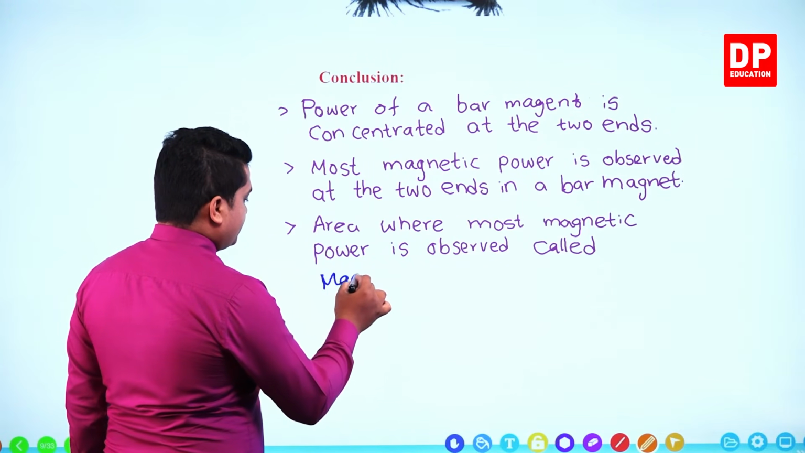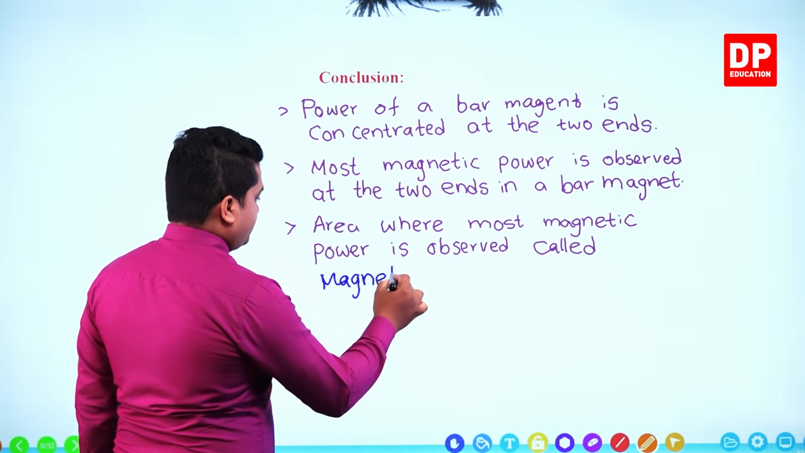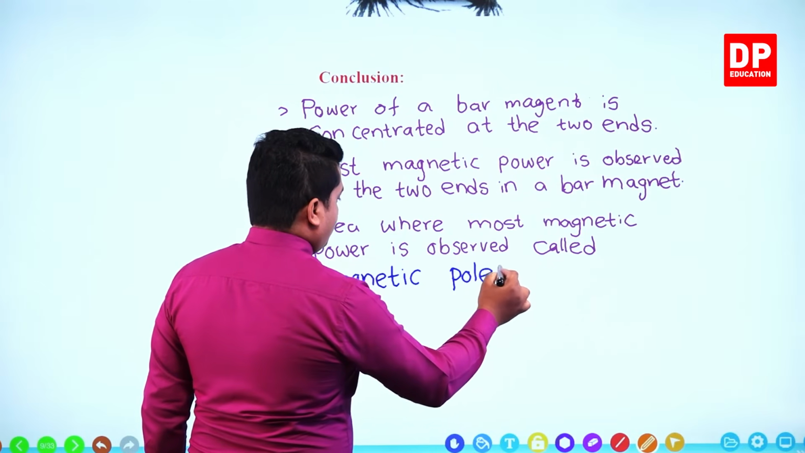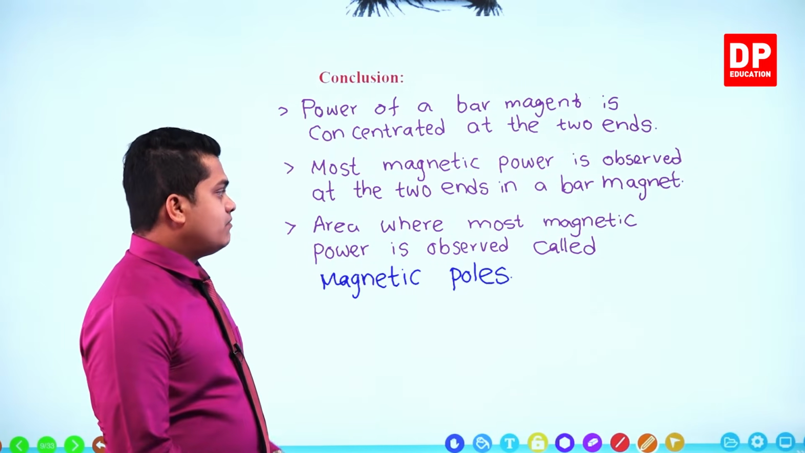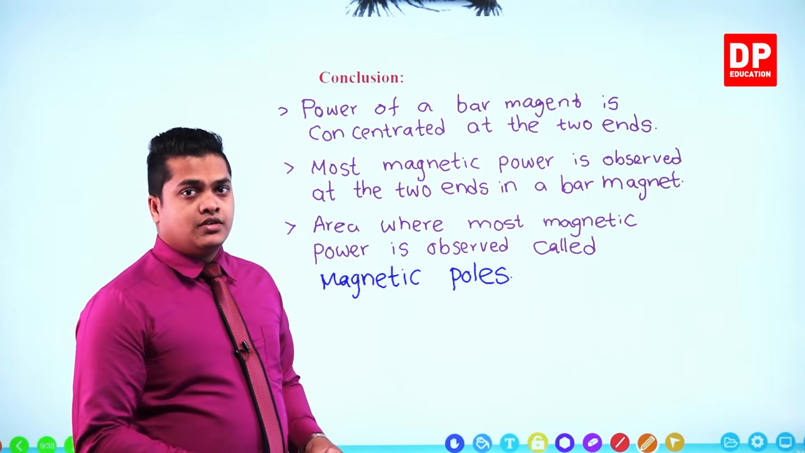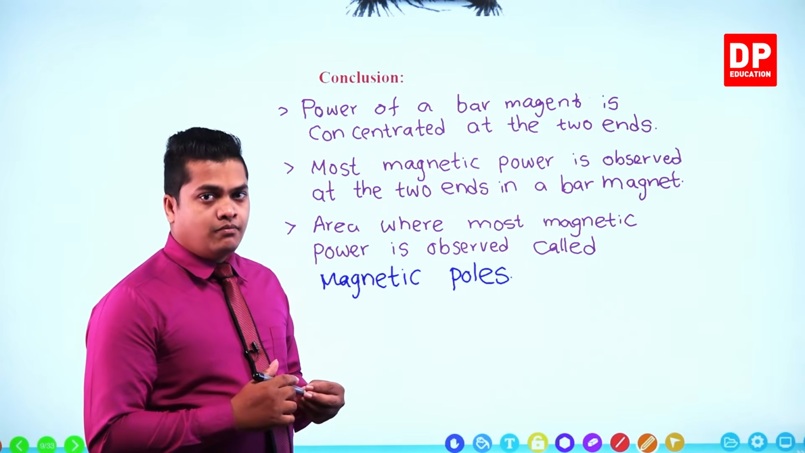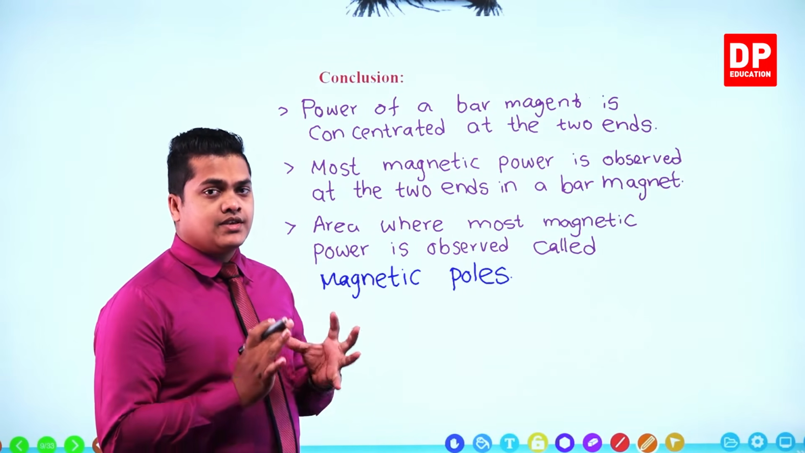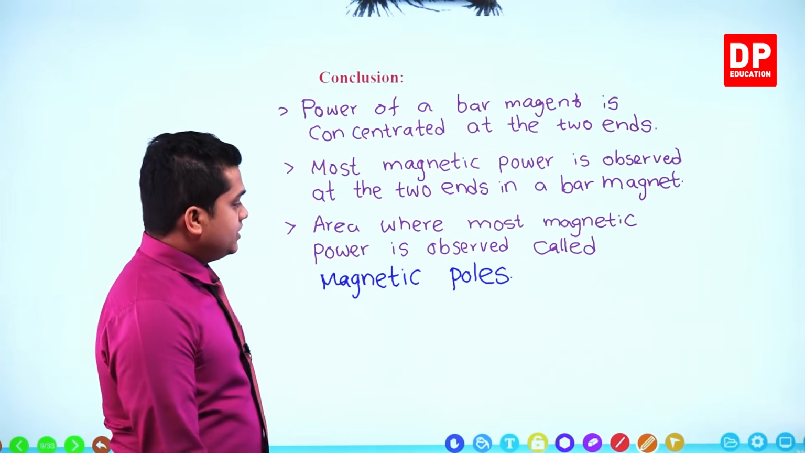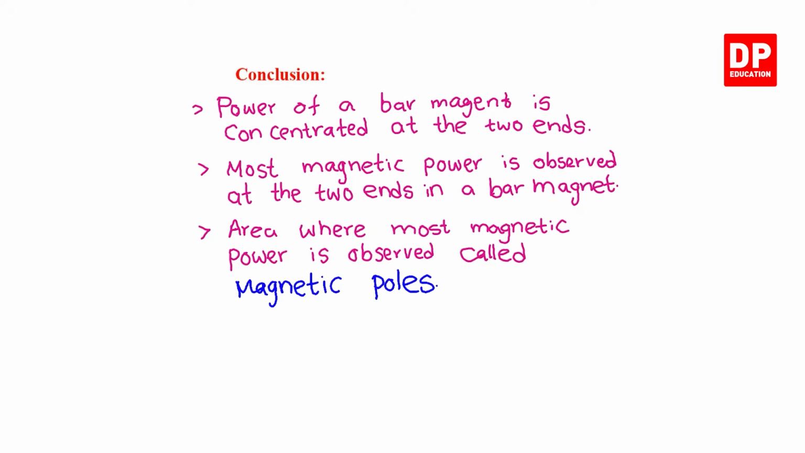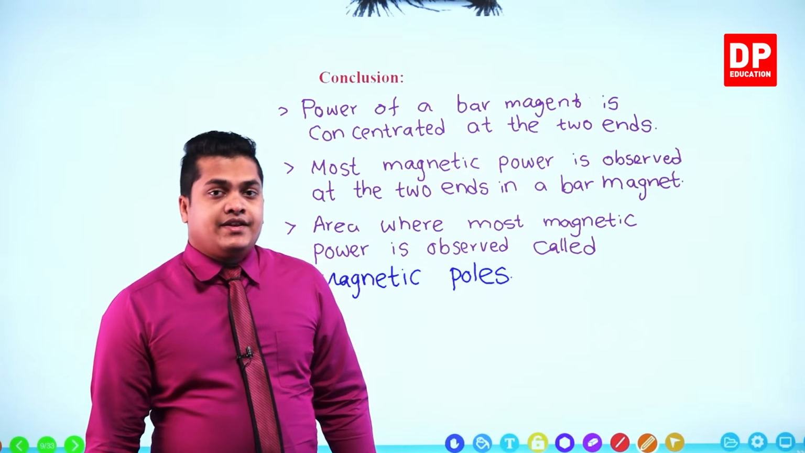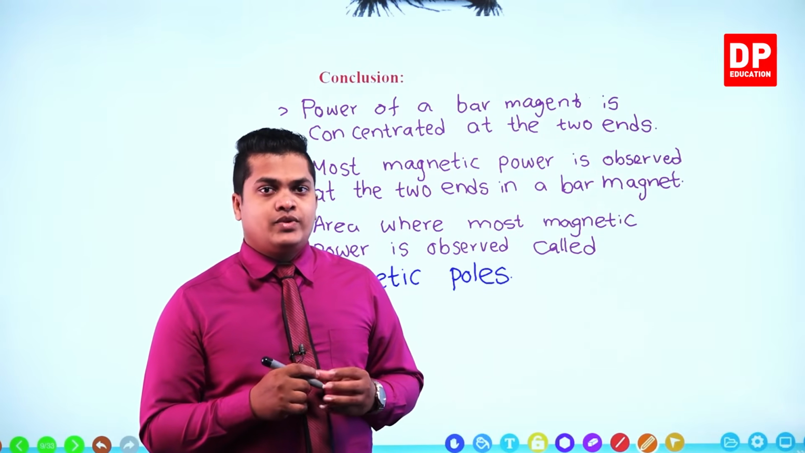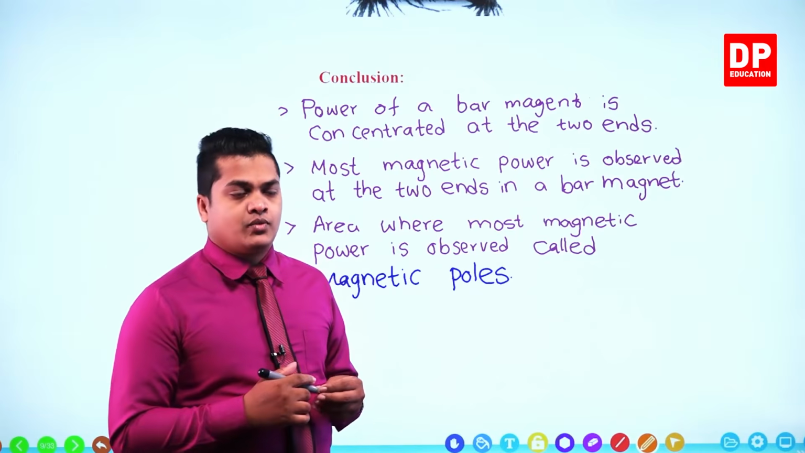Magnetic poles. The area where most magnetic power is observed is called the magnetic poles. In a bar magnet, we can identify the magnetic poles at the two ends.